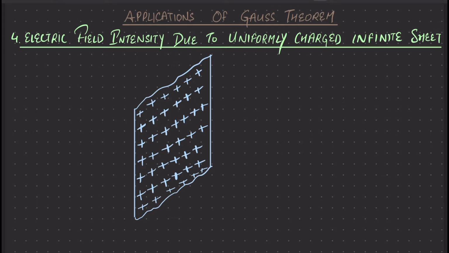Now here on the screen you can see that we are having a sheet which is uniformly charged, and this is an infinitely long sheet of charge, and now we need to consider a Gaussian surface. Only then we will be able to apply the Gauss theorem.